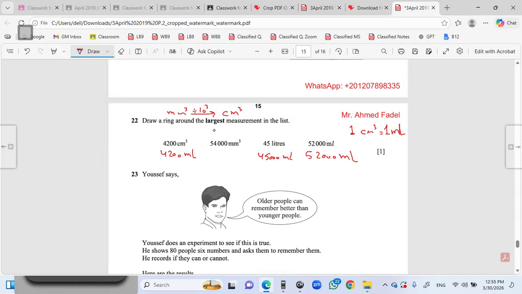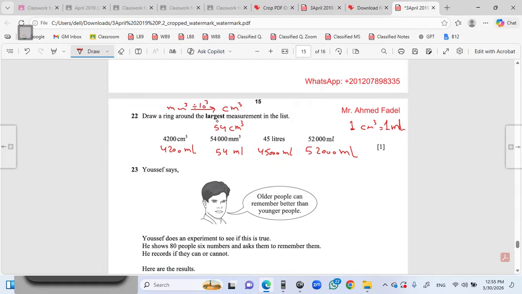So this is equal to what? This is equal to 54 centimeter cubed. Oh, which is the same as, we agree centimeter cubed is the same as milliliter. So it is the same as 54 milliliter. What have you done? I converted millimeter cubed into centimeter cubed, which is the same as the milliliter. So now draw a ring around the largest of them all. You're going to find that it is this one. It's the largest of them all.